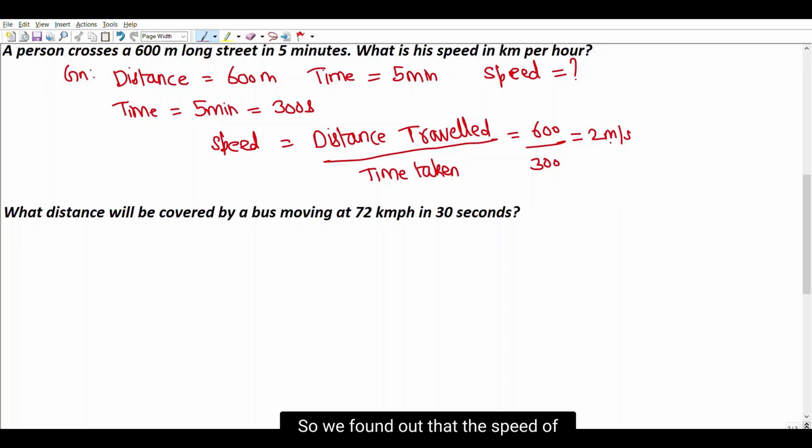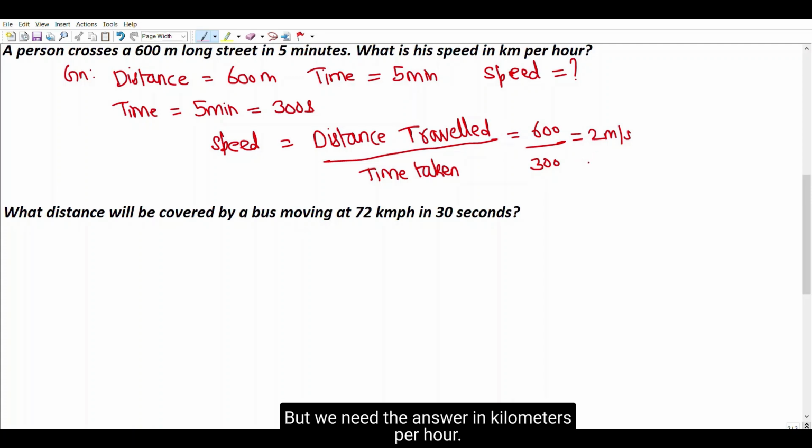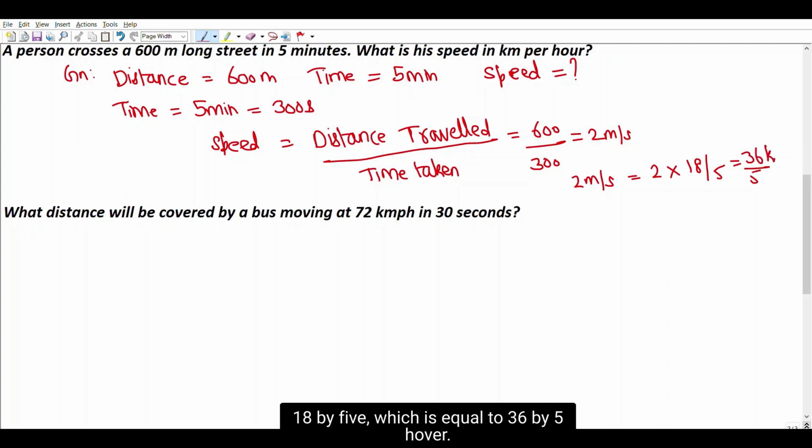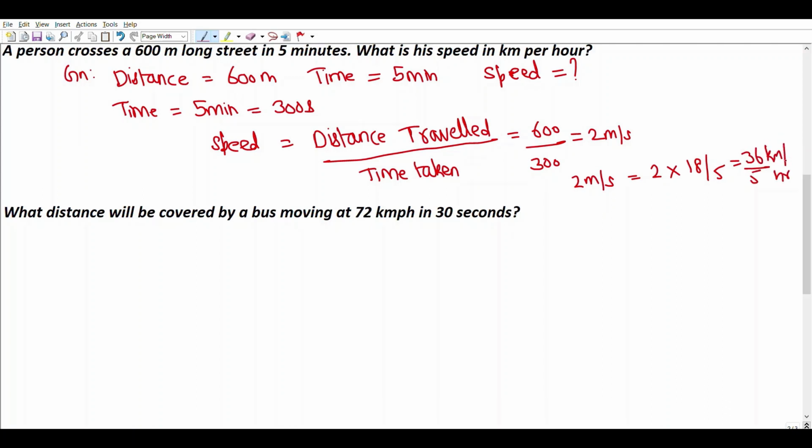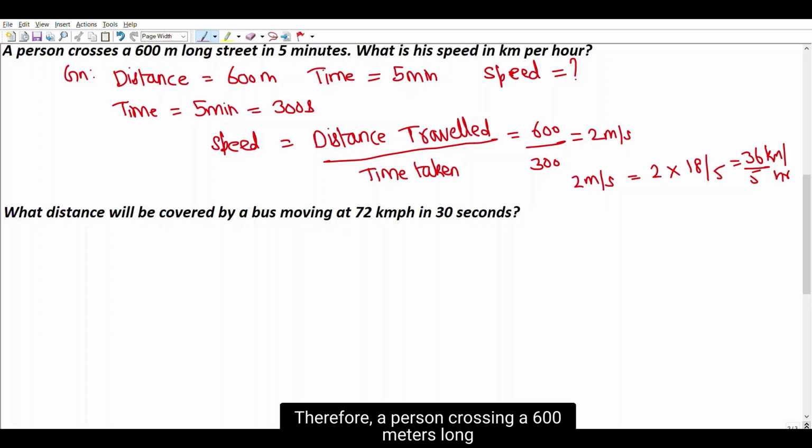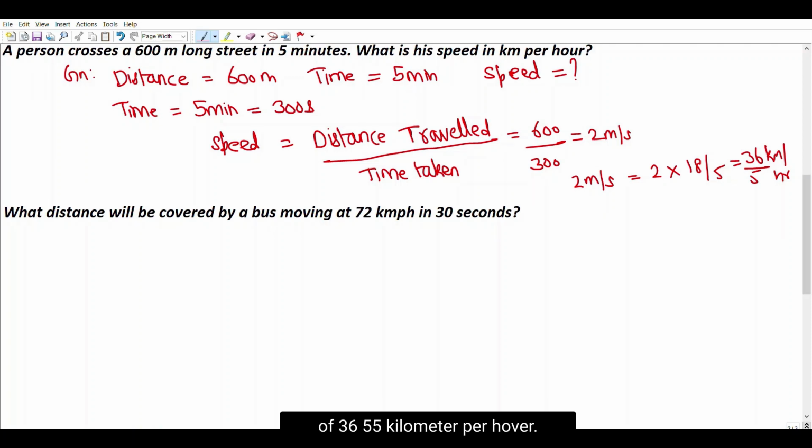So, we found out that the speed of the person is 2 meter per second, but we need the answer in kilometers per hour. So, we know that 2 meter per second can be written as 2 into 18 by 5, which is equal to 36 by 5 kilometer per hour. Therefore, a person crossing a 600-meter long street in 5 minutes will have a speed of 36 by 5 kilometer per hour.